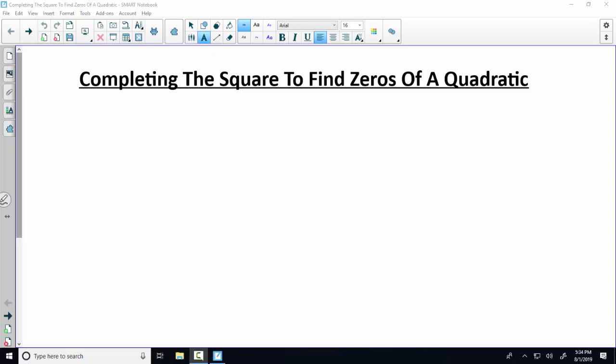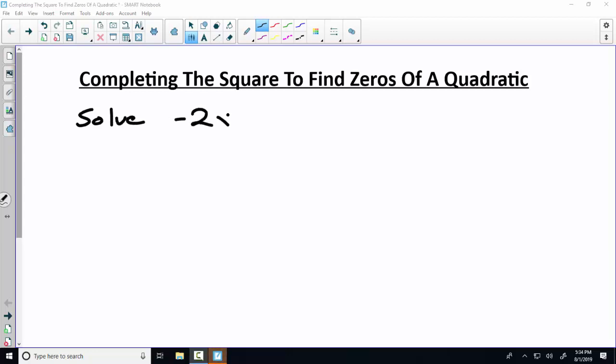So our problem is going to look like this. Solve negative 2x squared plus 12x minus 50 equals 0. So this one might not look so bad at first. I do remember that if I'm going to complete the square, I can't have anything in front of the x squared other than a 1. So this negative 2 right here is going to have to go.